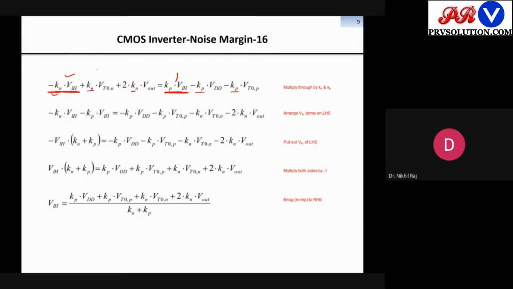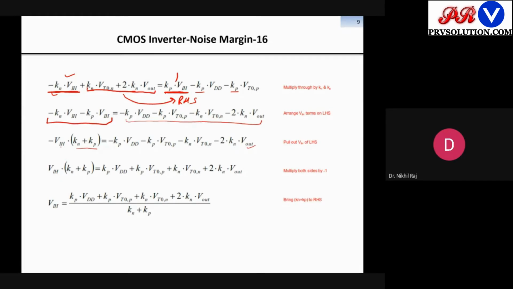This equation and this equation both will come in the left hand side, and the remaining constants, because we have to evaluate VIH, will all go into the RHS. Okay, so in the RHS we have pushed all the variables. So now VIH is common here, so it will be Kn plus Kp, and the remaining in the RHS will retain as it is.